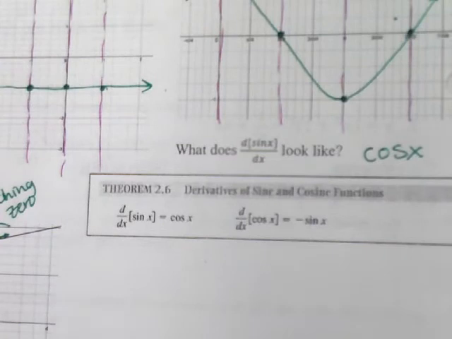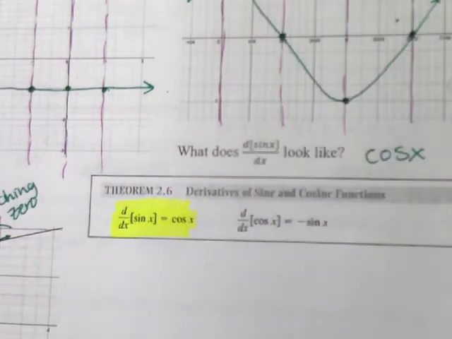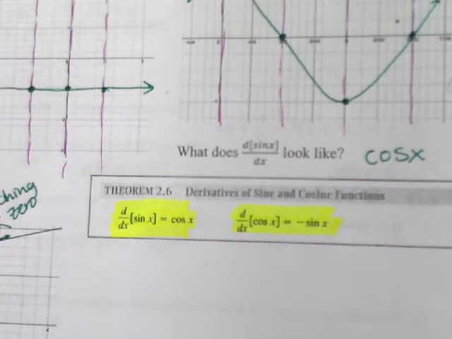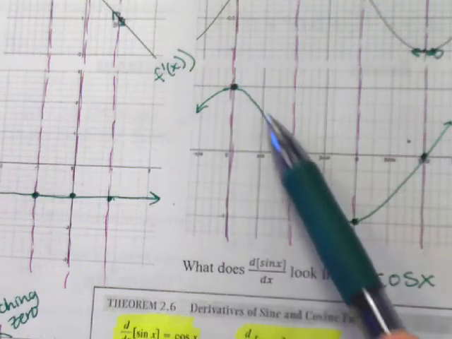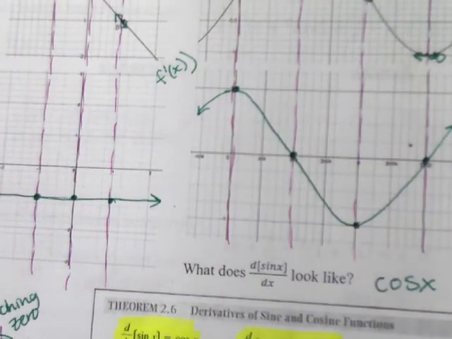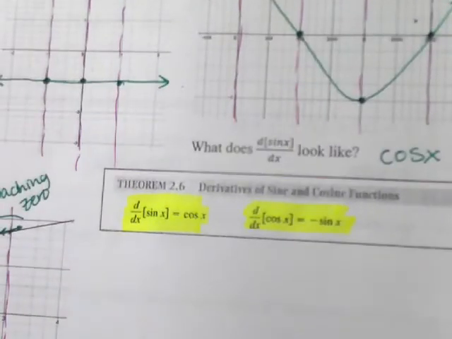Theorem 2.6. Derivatives of sine and cosine functions. The derivative of sine is cosine. We saw that up here by drawing the graph. And the derivative of cosine, if we were to draw that, would actually be negative sine of x. So if we know this is the graph of cosine, if you were to draw the derivative of this graph, you would see then that the derivative of that would be negative sine x. Right, so make sure you get those two memorized. They'll be very important.